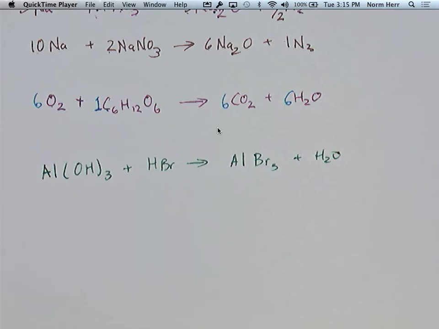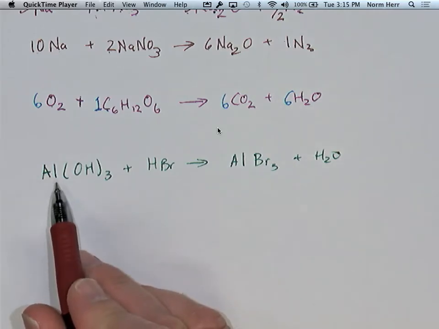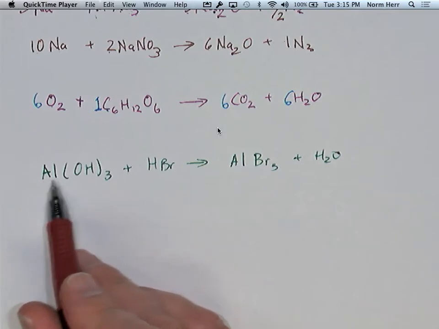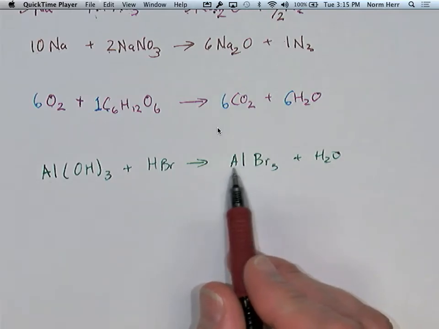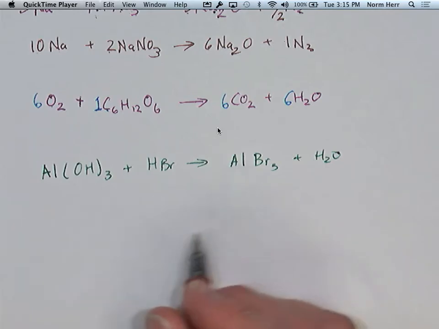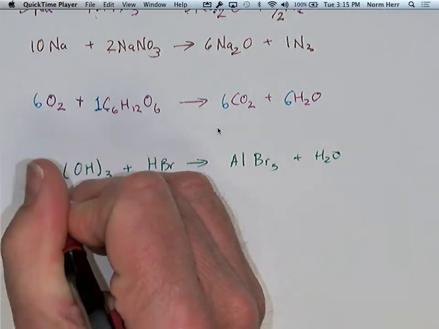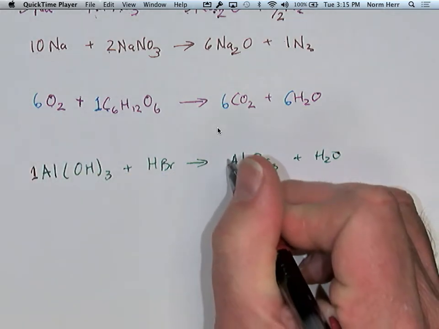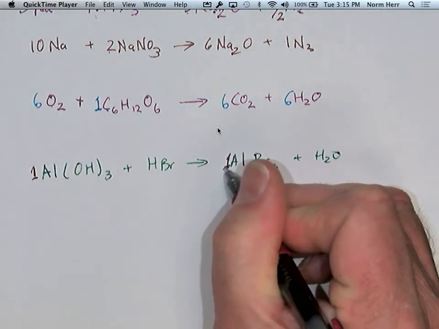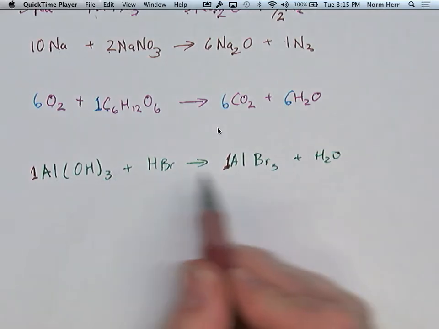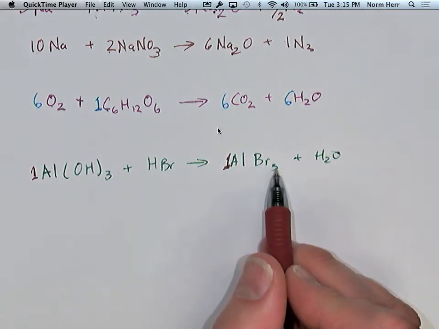And we can see that in the case of aluminum, because there's only one case where aluminum occurs over here and one case where aluminum occurs over here. So this ratio is already going to be fixed. We can put a 1 here and a 1 here. In other words, 1 aluminum hydroxide is going to yield 1 aluminum bromide.